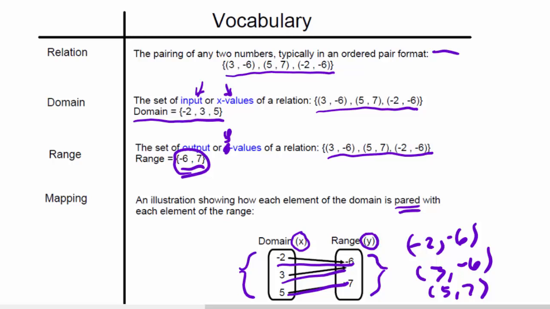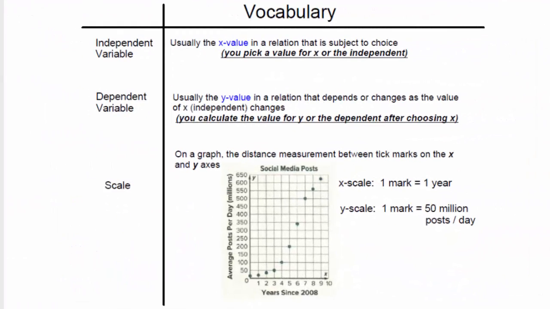Another name for domain and range, x and y, would be input and output. And I mentioned that up here in the top, input and output. A little more vocabulary. We have independent variable and dependent variable, and if you're paying attention in science, you'll notice that we use those words a lot in science. Independent variable is usually the x value in a relation that is subject to choice. So what does that mean? Well, it means you pick a value for x, or the independent value or variable itself. So you get to choose that one.